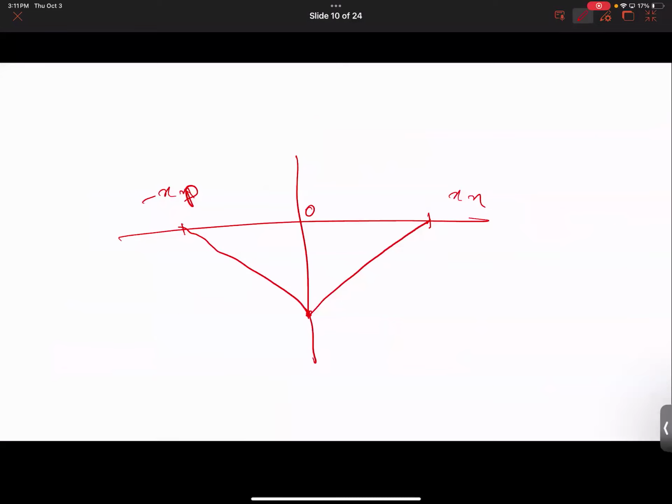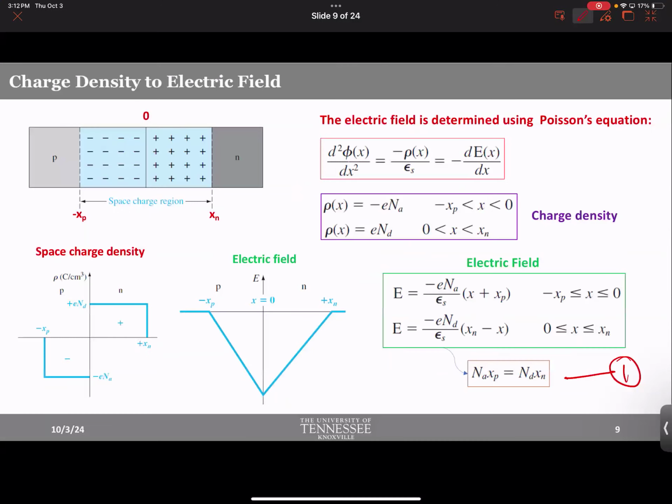Now, if I ask you to find the value of this point, how can you do it? Super easy. Just put in x equals 0. You get q N_A x_p over epsilon_s. Or you put in x equals 0 here. Basically, they're the same, by the way. N_A x_p equals N_D x_n. Doesn't matter. So q N_D x_n over epsilon is the electric field value at this point. Simple. So you can calculate it. Why am I showing you this? I'm telling you, there will be a question in the midterm exam to calculate this maximum electric field. Now you pay attention.